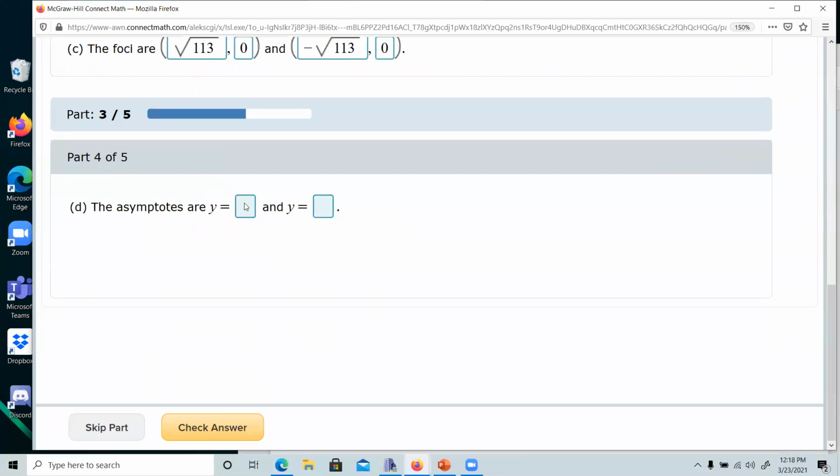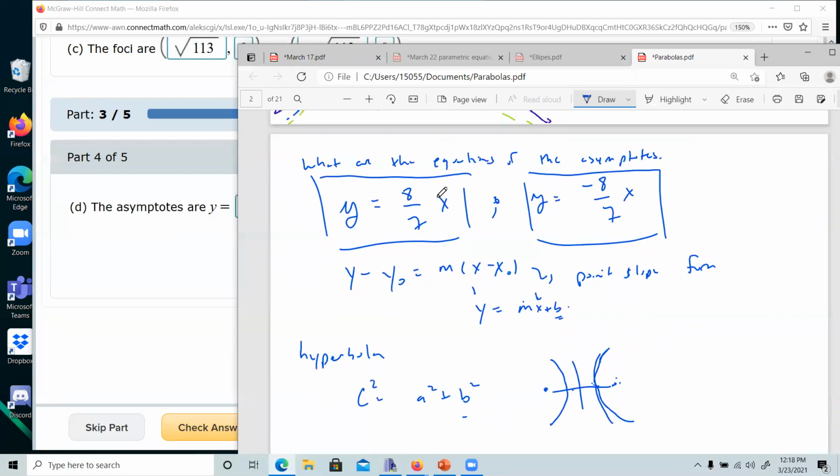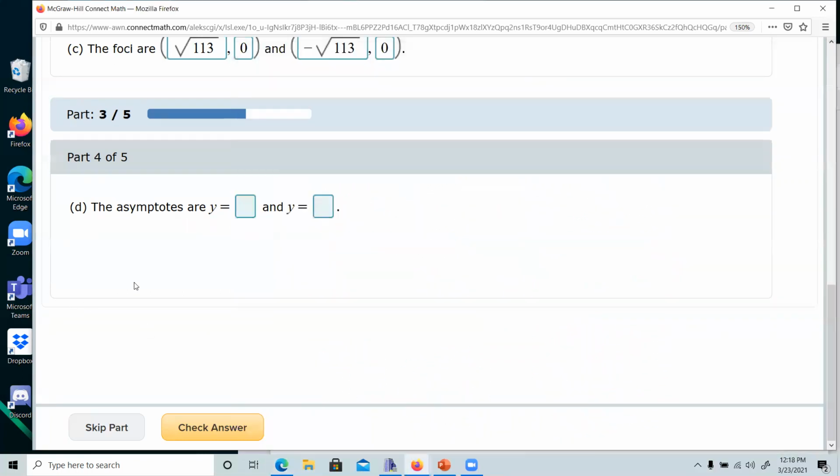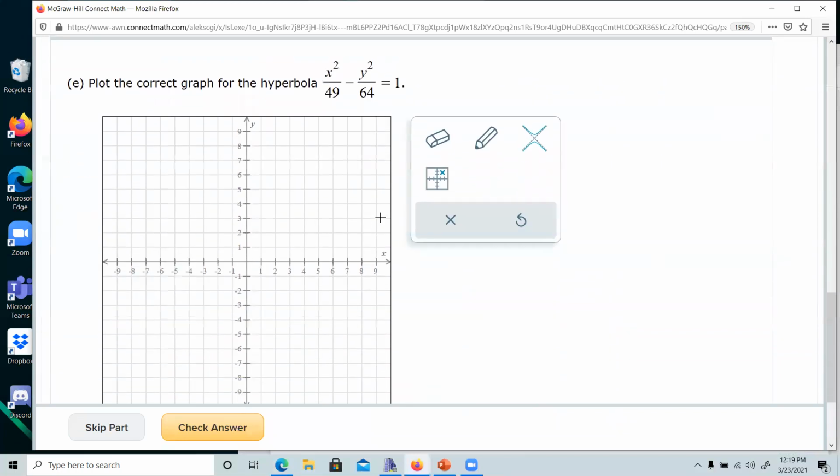All right, the equations of the asymptotes. Go figure, it's exactly what I'm going to ask you too. What are the equations of the asymptotes? 8/7 and negative 8/7. So if it's not centered at the origin, then we're going to have to go through the rest of that. And then they're going to ask us to graph it.